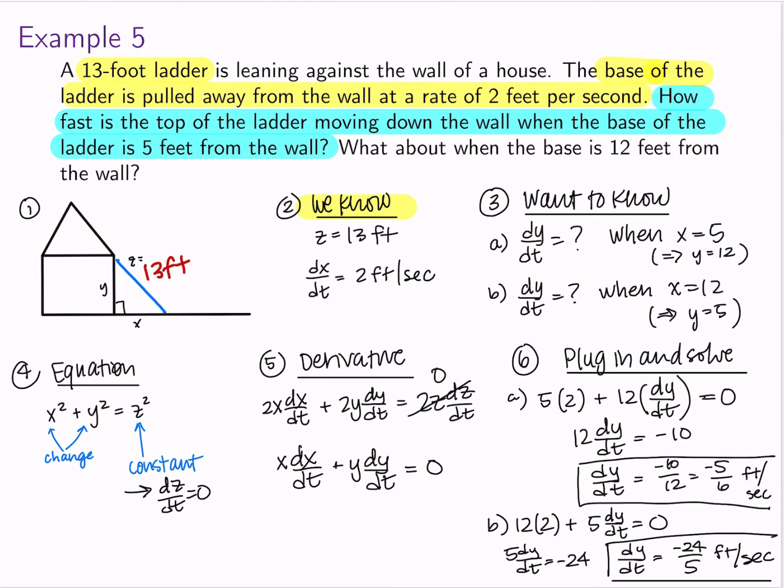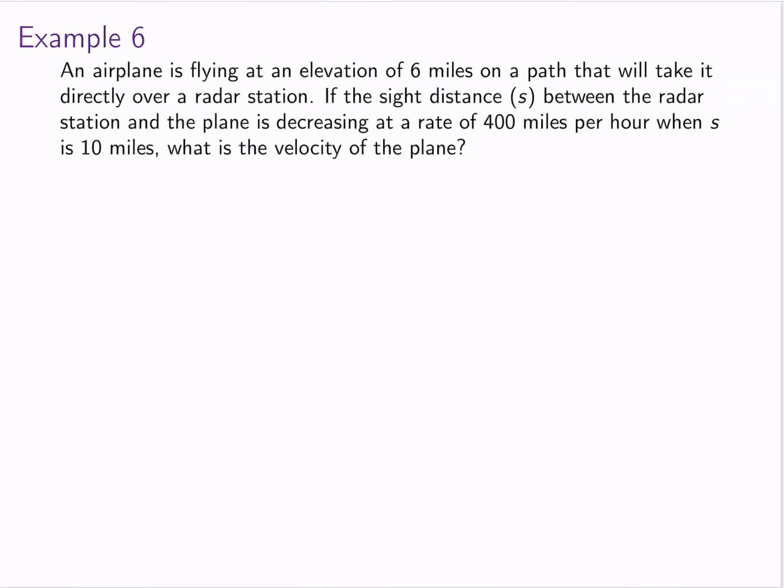So let's do another question that involves some triangles. Let's look at example 6. Okay, so we now have an airplane that is flying at an elevation of 6 miles on a path that will take it directly over a radar station. If the sight distance between the radar station and the plane is decreasing at 400 miles per hour when s is 10 miles, what is the velocity of the plane?